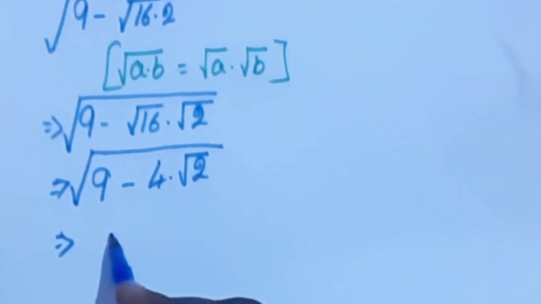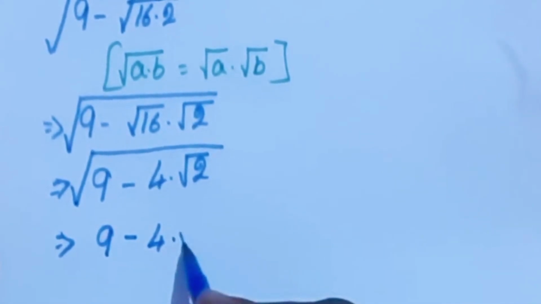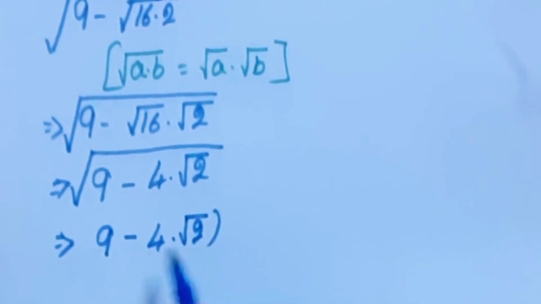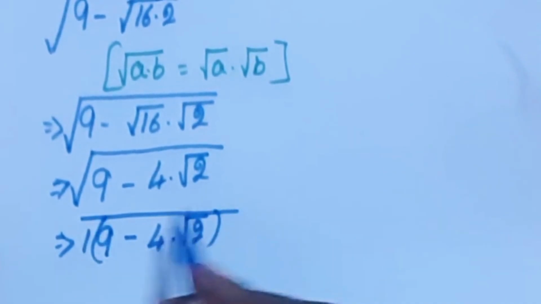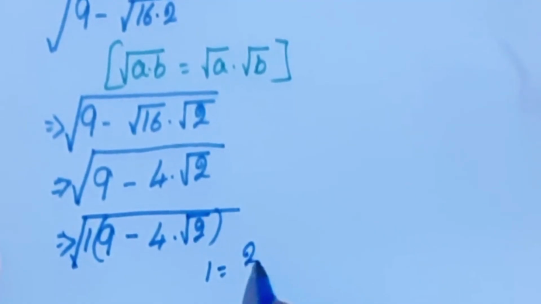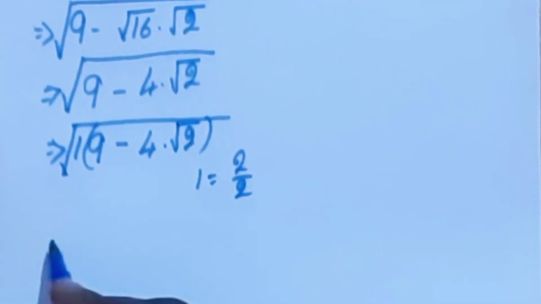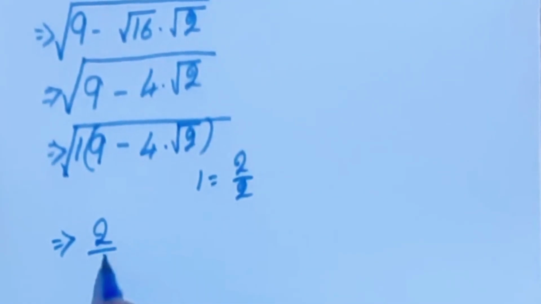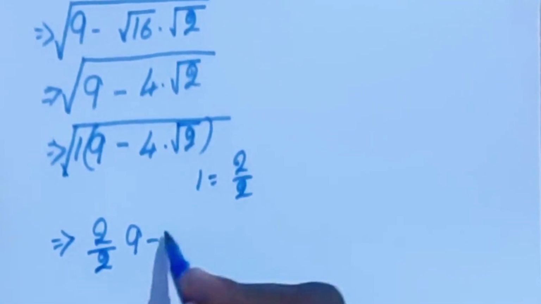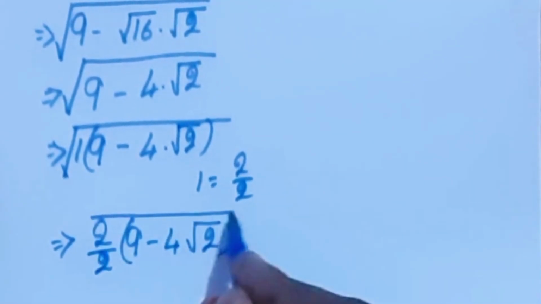Here we are going to multiply by 1. Square root of 2 times 1 in whole square root. Here this 1 can be written as 2 by 2. This we are going to apply here. So 2 by 2, 9 minus 4 square root of 2, whole square root.